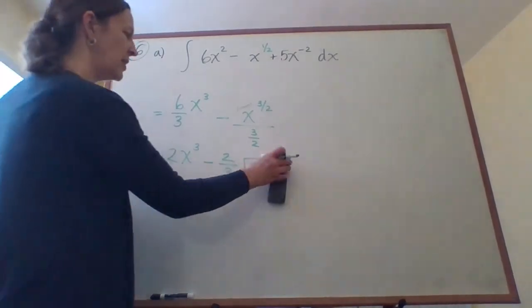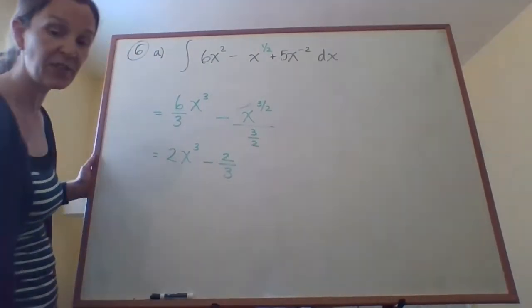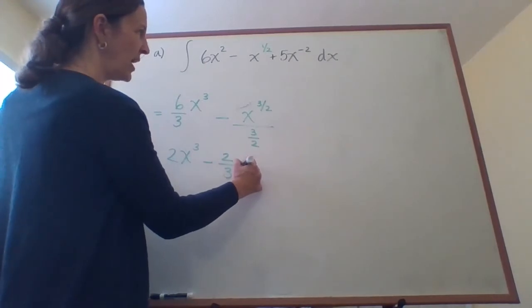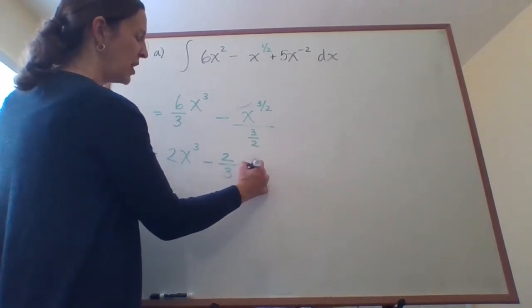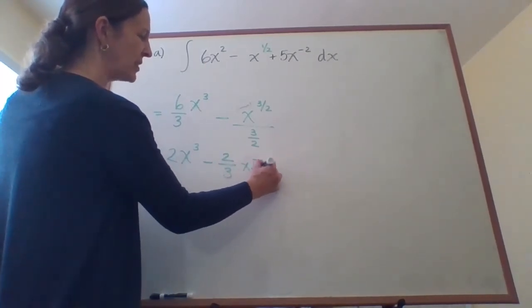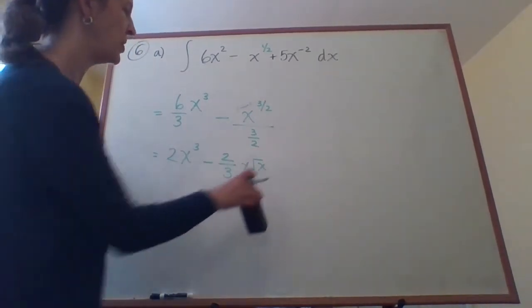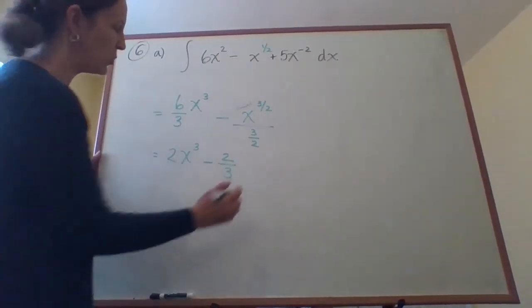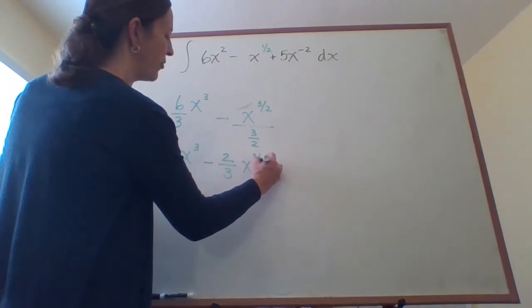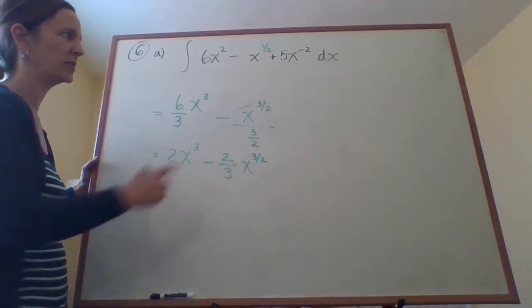Most of you kept it as x to the 3/2. A few of you rewrote the square root of x cubed as x rad x. That's another way of writing it, so I accepted that answer as well. But probably the most common way of writing it was just keeping the fractional exponent x to the 3/2.